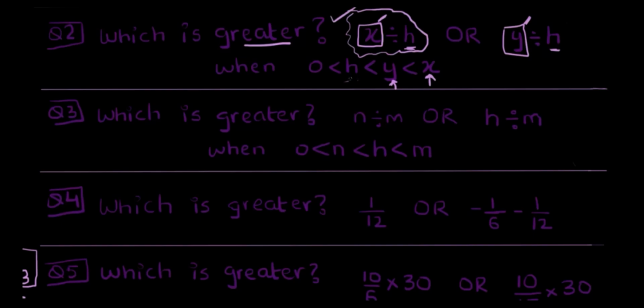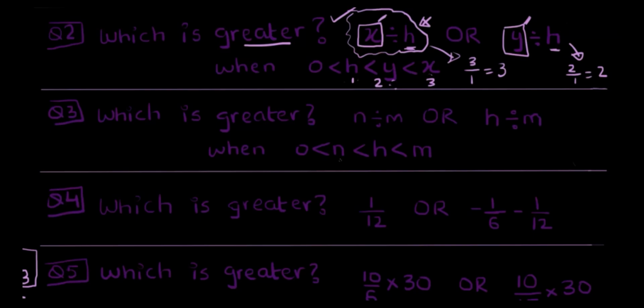Alternatively, what we could do, which would make things quite easy, is give them values. Here, h is 1, y is 2, x is 3. So this one over here represents x over h, which is 3 over 1, which is the same thing as 3. And this over here represents 2 over 1, which is the same thing as 2. So this is greater.